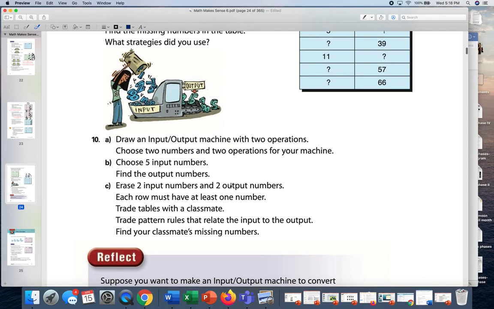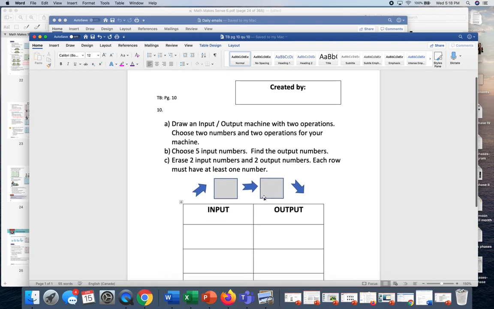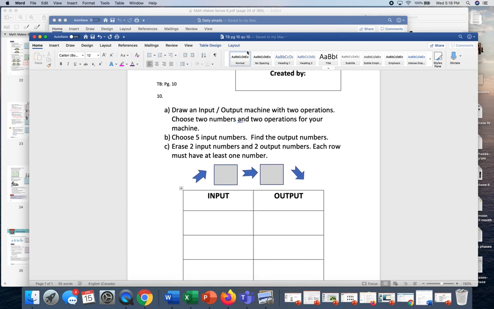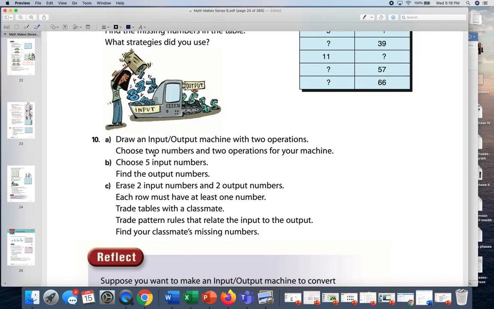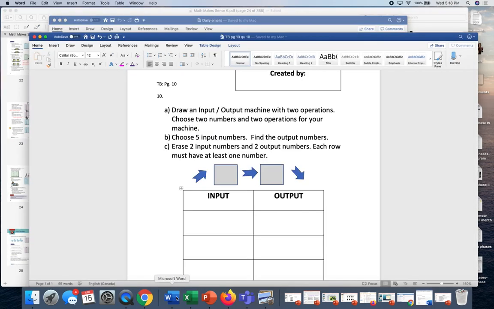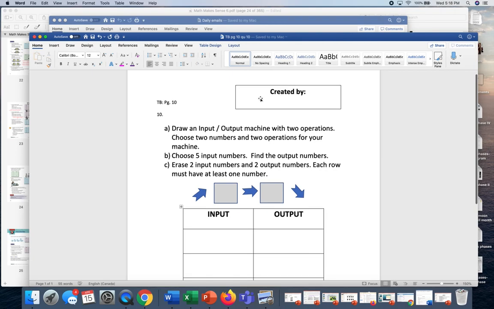Then this is number 10, which we're going to be doing on Seesaw, okay? So I've created this for you, which you're going to see on Seesaw. It's pretty much the exact same question, okay? So I'll just show you guys on here. You can put your name up here, created by whoever. Draw an input output machine, which I've already done. It has to have 2 operations. You can choose 2 numbers and 2 operations, so put them into here.